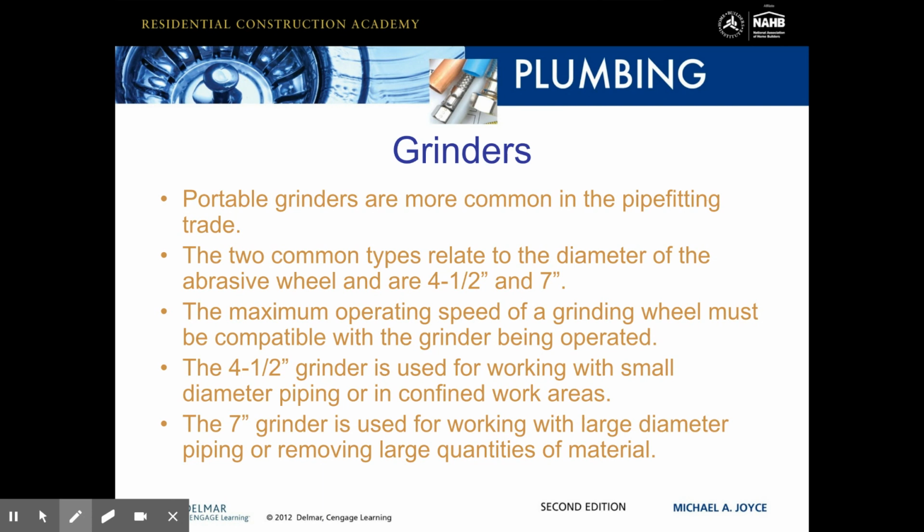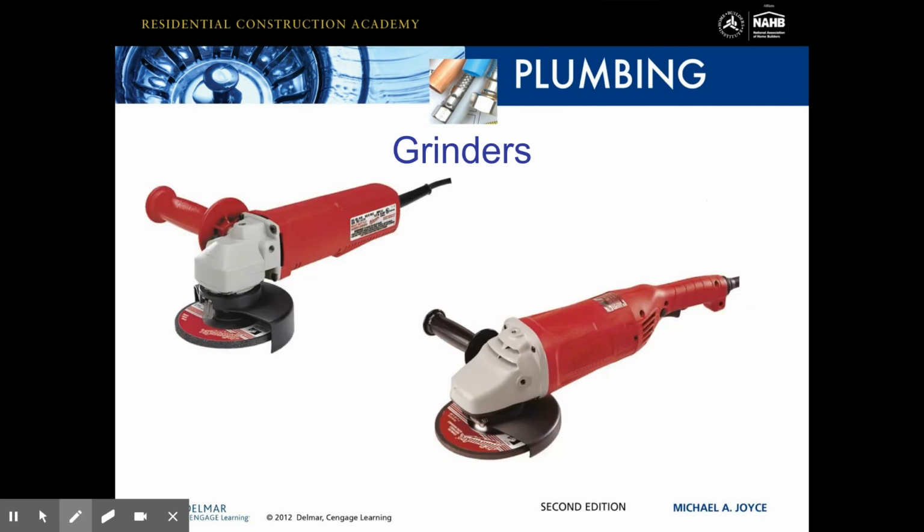The 4.5-inch grinder is used for working with small diameter piping or in confined work areas. The 7-inch grinder is used for working with large diameter piping or removing large quantities of material. And here's a picture of what they look like.